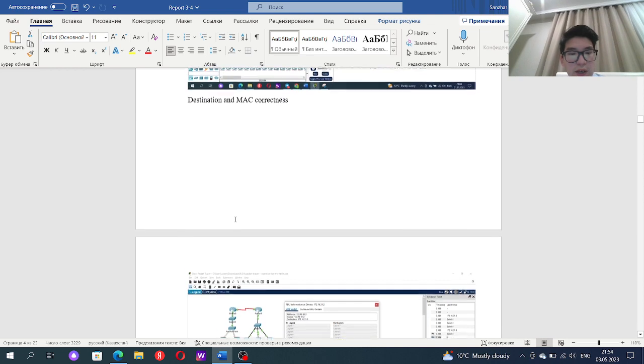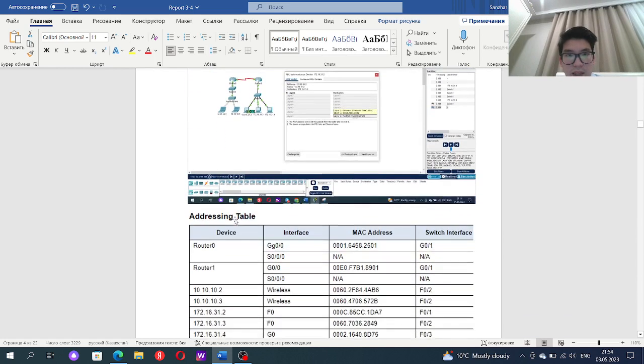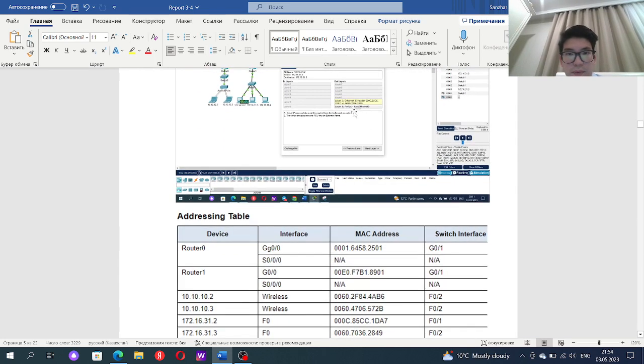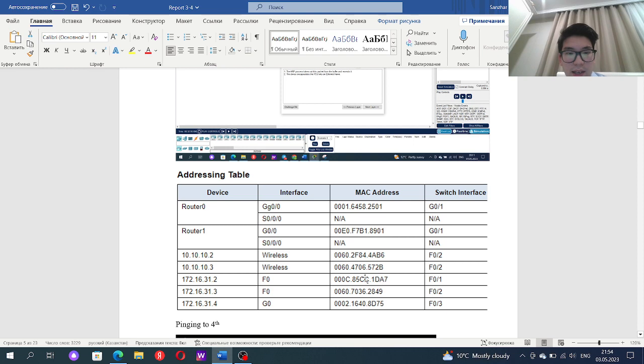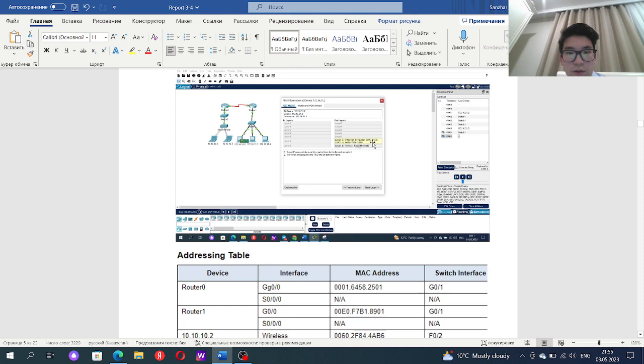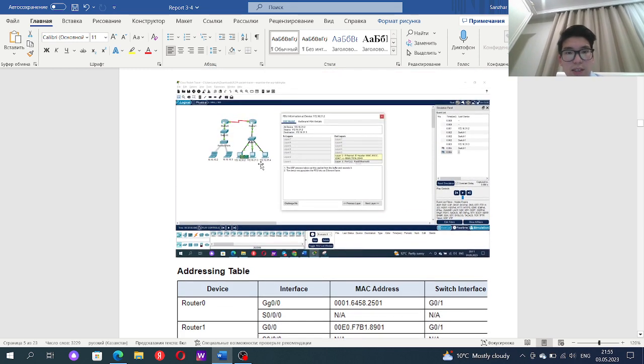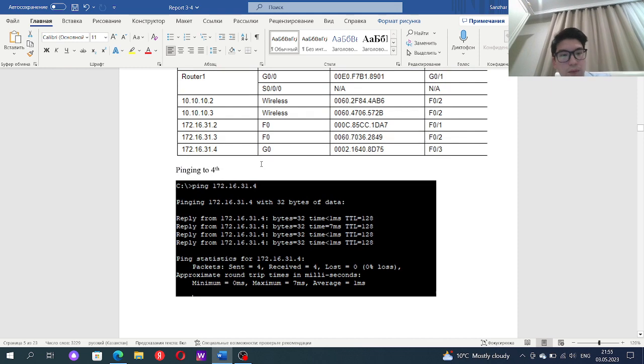We started to check the destination and MAC address correctness. As we can see, the destination is 1DA7, and the second one ends with the last number, so it's our first computer. And 2849 is the destination address. As you can see, it's the third computer. Yes, it was the third computer.